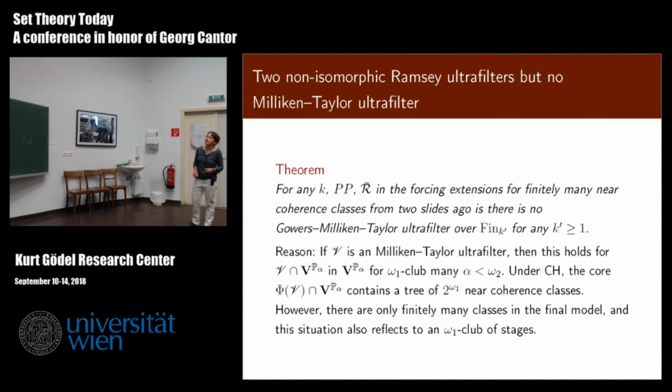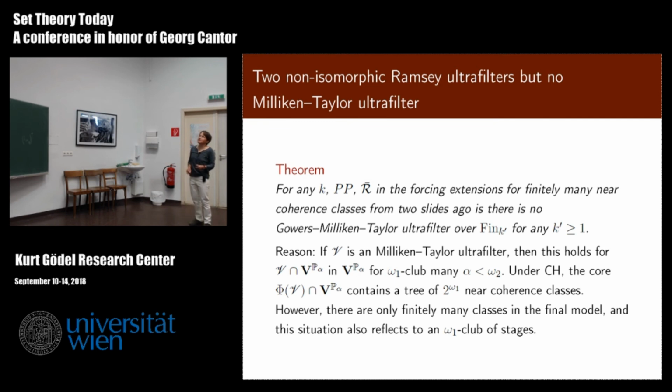In the final extension, there is no stable ordered union ultrafilter, and also no general Milliken-Taylor ultrafilter. Read just k prime equals 1, then you have a stable ordered union ultrafilter. And this is the case because there's a proof that it would reflect down, but since we have only finitely many classes in the model, this would also reflect down. So at an omega-1 club of stages, you had two contradictory situations, and this can't be.